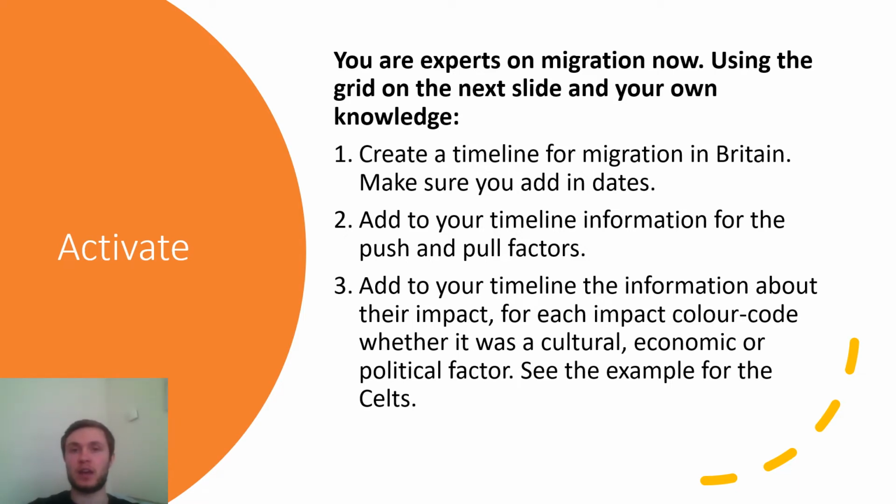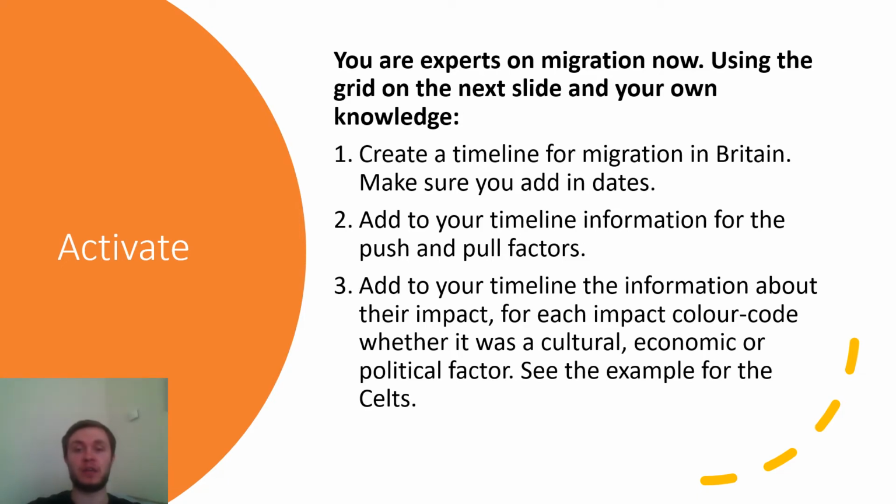And then using the grid on the next slide and the knowledge you have from your previous lessons, add to this timeline all the information for push and pull factors. So look back at your work that you've hopefully still got, look at the different tables that you've been making on push and pull factors and add them in as well. And then finally add to your timeline the information about their impact. For each impact, maybe colour code, so make a key. Was it a cultural reason why someone moved country, an economic reason, so to do with money, or was it a political factor?